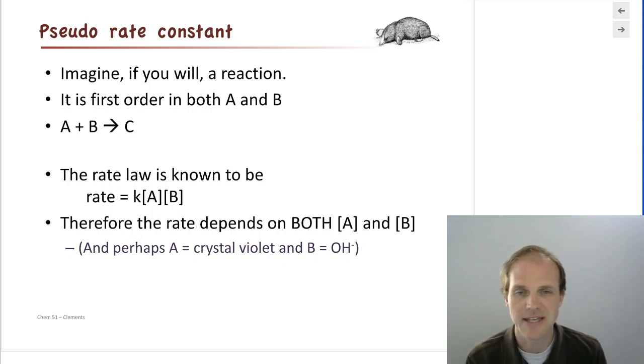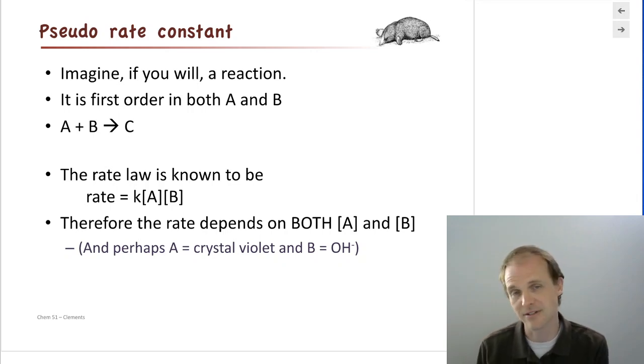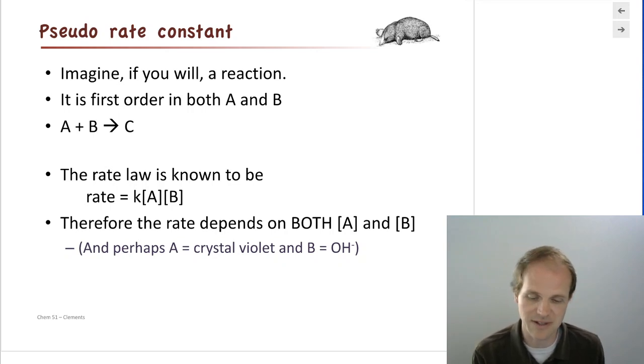Hello, I just wanted to take a moment to talk to you about something called the pseudo-rate constant, which you're going to need in order to do some of the analysis for this lab. What is a pseudo-rate constant? Pseudo kind of means fake. So how are we talking about a fake rate constant for a reaction? Isn't there either a rate constant or there's not a rate constant?